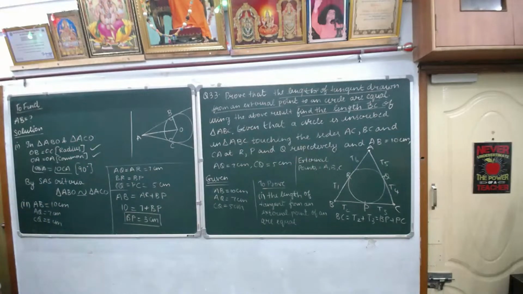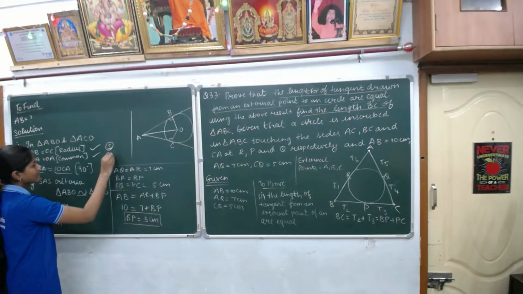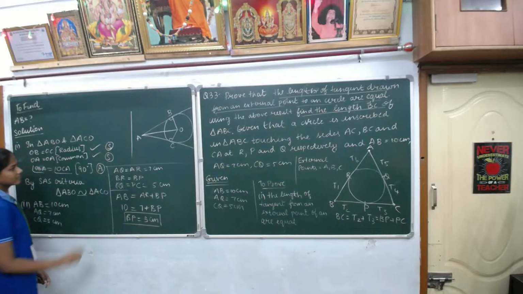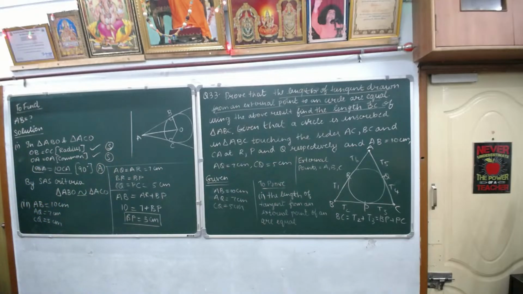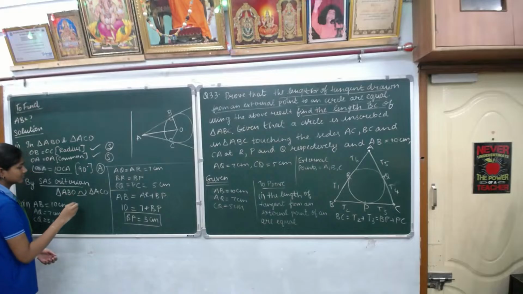Can you mention S, A, S? The first one is OB, S. Put S on the right side. Again S and A. So that is why we say SAS, and the angle is included between the two sides. The included angle is 90 degrees. So by SAS, underline the SAS criterion.